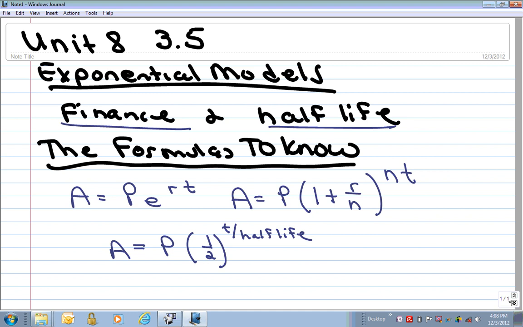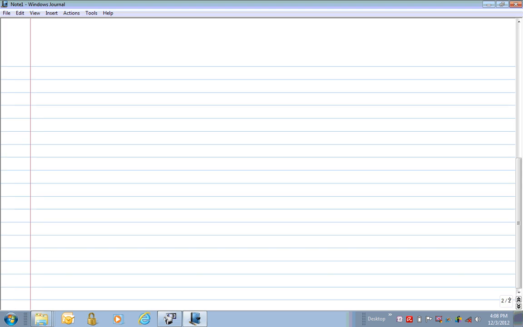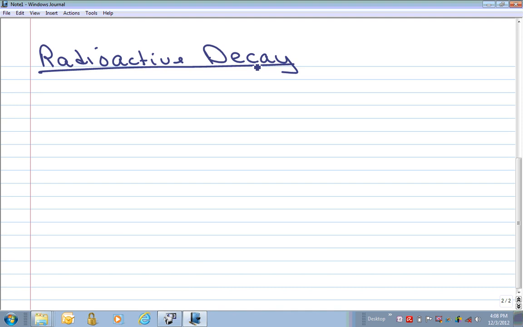All right, let's move on to our first example. Like I said, we're going to do 3 examples. The first example we're going to do is over radioactive decay or half-life. So it's radioactive decay, which would be utilizing our half-life formula.